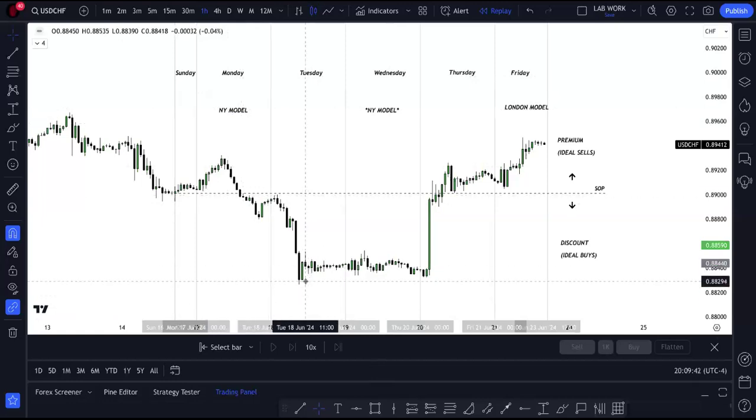We can see that Tuesday makes the low of the week and Friday makes the high of the week, just like the DXY. So there's some correlation there, of course, right? They're positively correlated because it's dollar versus Swiss franc. So price is going to continue to trend higher since the dollar is gaining value and the Swissy is declining. Let's take a look at Monday's New York model. So let's bring it back here.